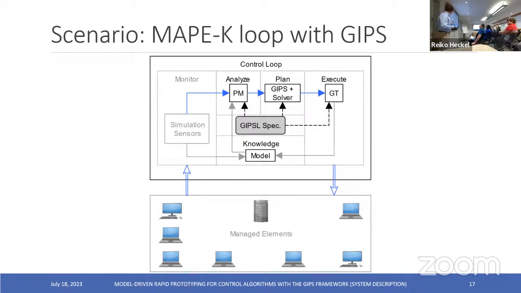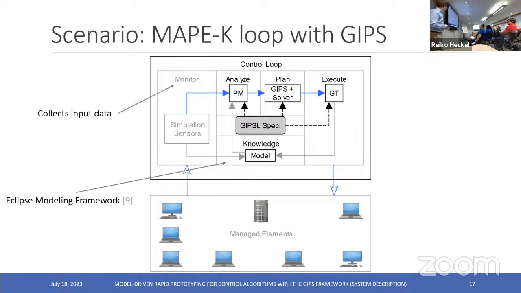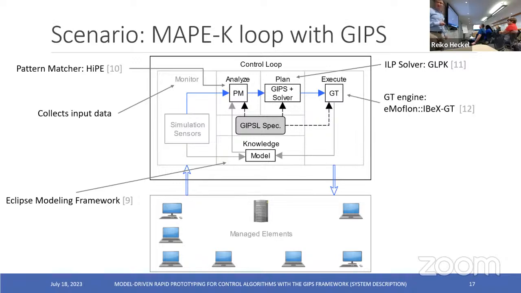So with our GIPS tool, we would model something like this. In our knowledge block, we have a model instance, which is an instance of the Eclipse Modeling Framework. Our monitor block would normally collect the input data of the actual system, but since we are just simulating our clients, we just build a bridge that connects our simulation to GIPS. In the analyze block, we use a pattern matcher to find our matches for the left-hand side of the graph transformation rules. The plan block uses an ILP solver to construct the adaption plan. And finally, the execute block consists of a graph transformation engine, which is Mufflon IBeX-GT, to deploy these changes.